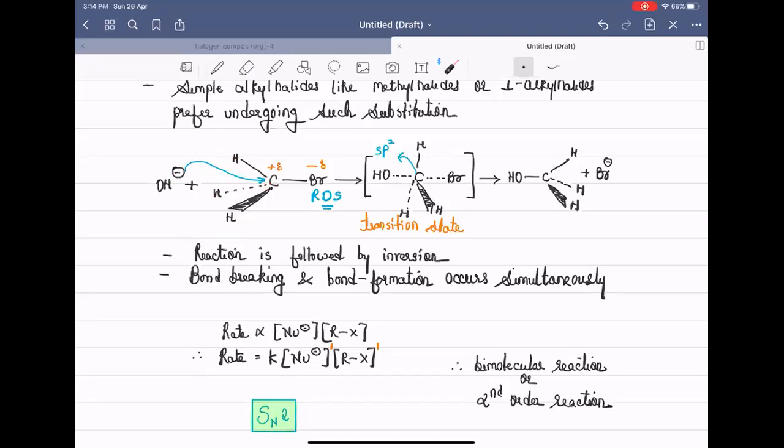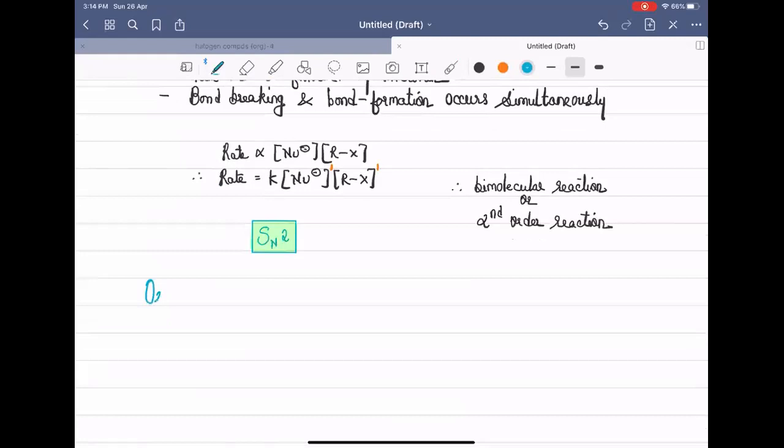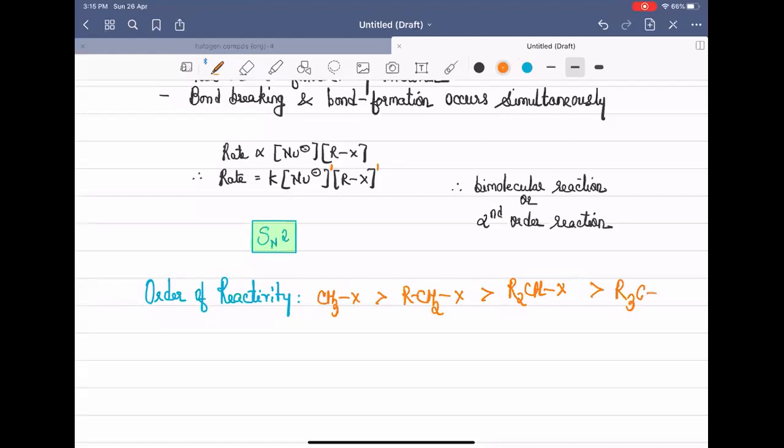And that is the reason why it is preferred that the incoming nucleophile has minimum hindrance from the groups which are attached to carbon. And thus, the order of reactivity would be methyl halides. We put it like this: CH3X greater than RCH2X greater than R2CHX greater than R3CX, which means that the order is methyl halide greater than primary halide greater than secondary halide greater than tertiary halide.